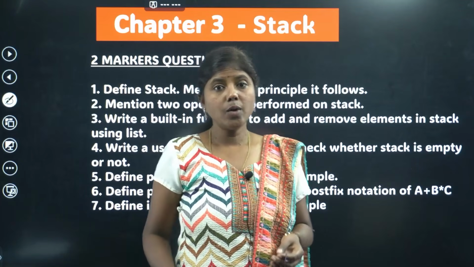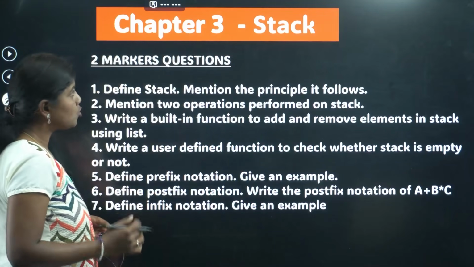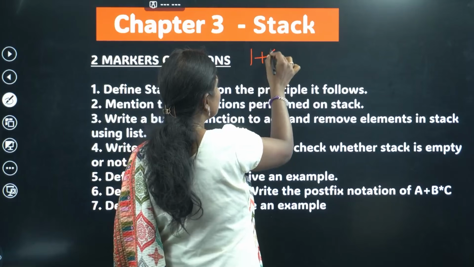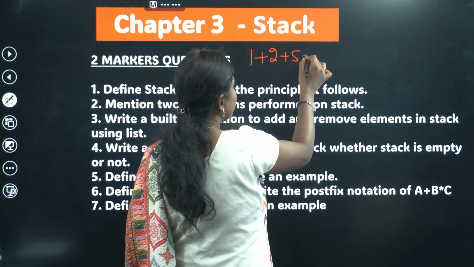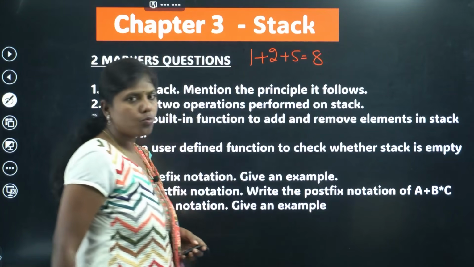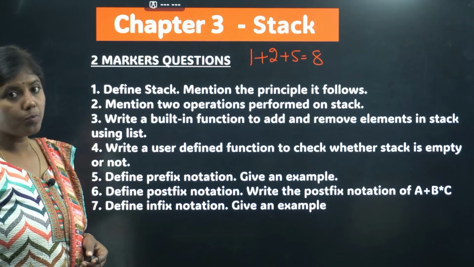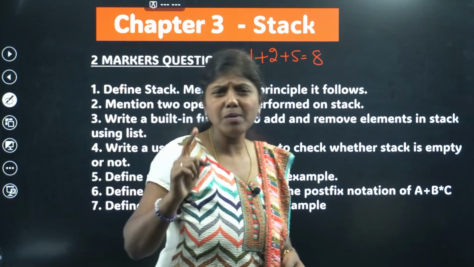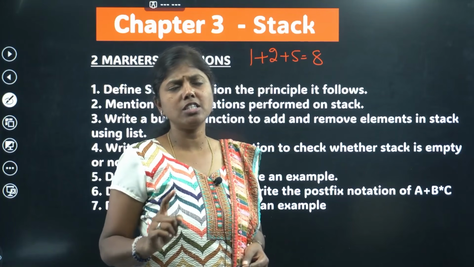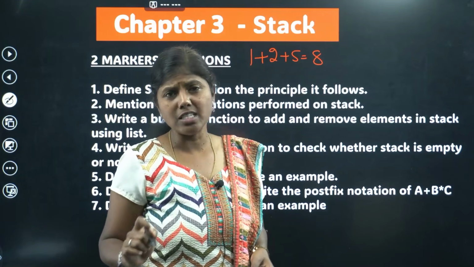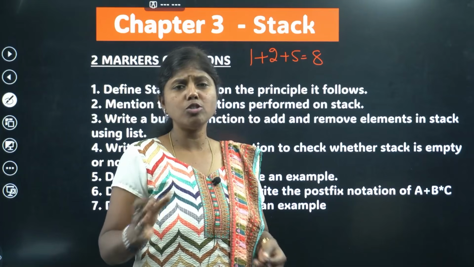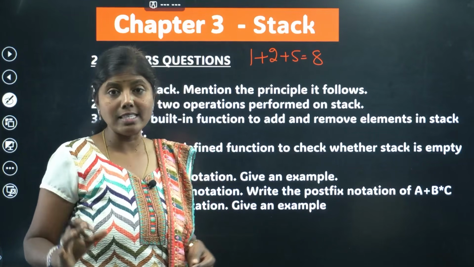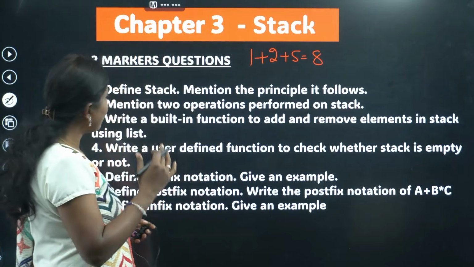Okay, we're going to start with chapter 3, that's going to be stack. In this chapter, we're going to have a mark allocation like this, that is 1 plus 2 plus 5, totally 8 marks. Definitely one 5 marker will be coming from this chapter, and it is a very easy thing that you have to remember. You need not write stories here. Just remember the algorithm and you'll be able to handle it very easily. So we have a certain set of questions.